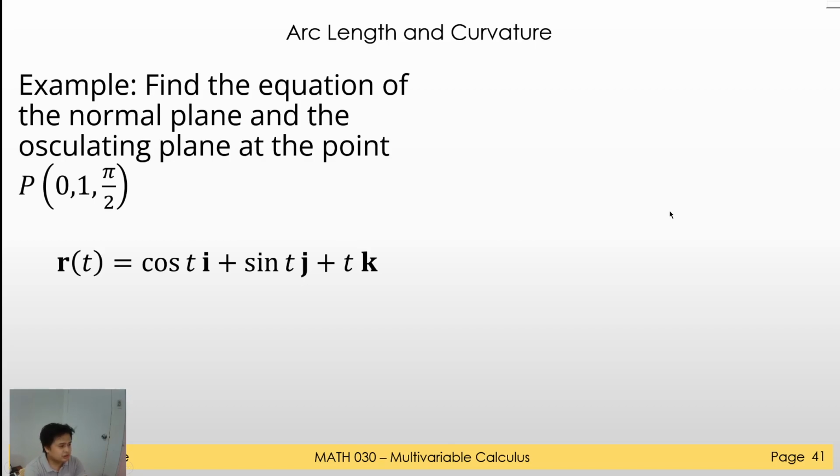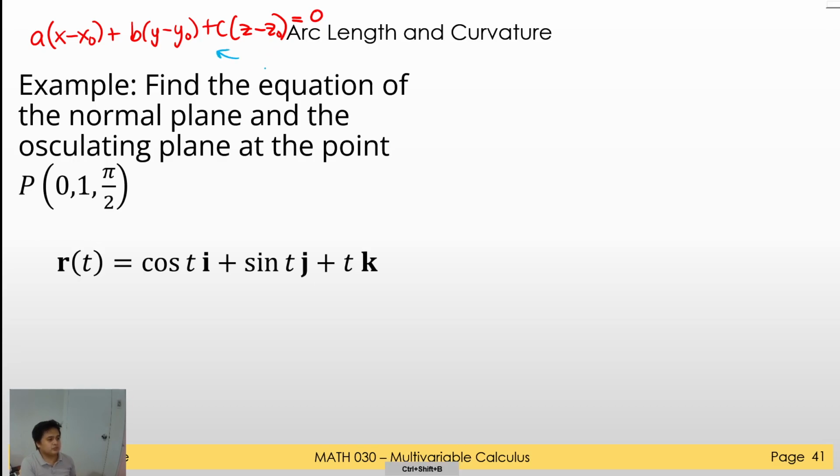So find the equation of the normal plane and the osculating plane at the point (0, 1, 5π/2). So how do we find the osculating plane? For the equation of a plane, the given formula is a times x minus x naught, plus b times y minus y naught, plus c times z minus z naught, equals 0, right? So this is the equation of a plane.